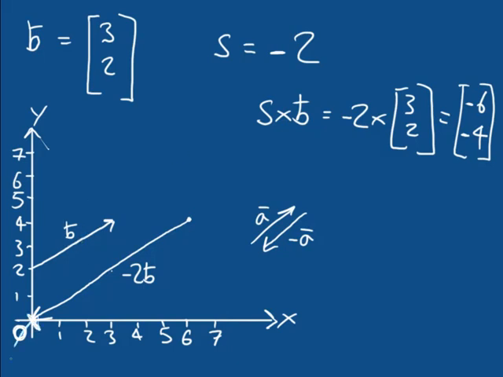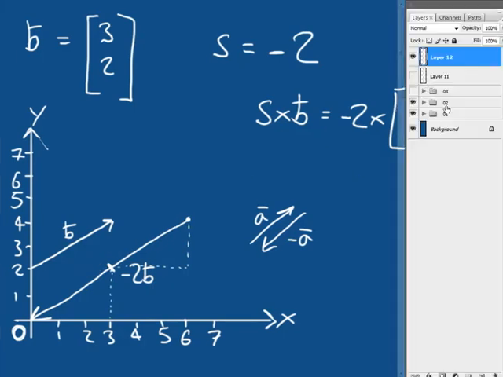So if I started here at the origin and travelled 3 units in x and 2 units in y, you'll notice I travel to this point on the vector -2b. If I travelled another 3 units in x and 2 units in y, I travel to the end of that vector. So you'll notice that our length is twice the length of b. We still have twice the length of b, but our direction now is in the opposite direction.